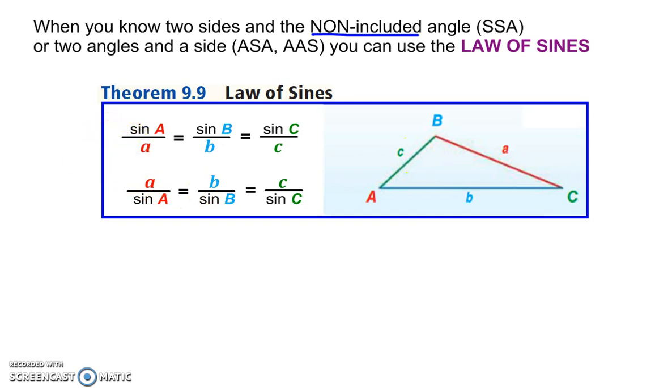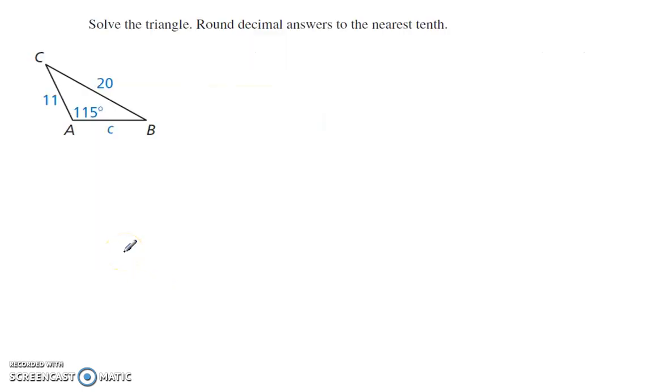Now you can write that ratio either way. You can write it with the sine and angle on top and the side on bottom, or you can flip all those upside down and write the ratio this way around, whichever way is more convenient for you to solve. So let's look at this triangle right here. We know two sides and a non-included angle. So we can set this up.